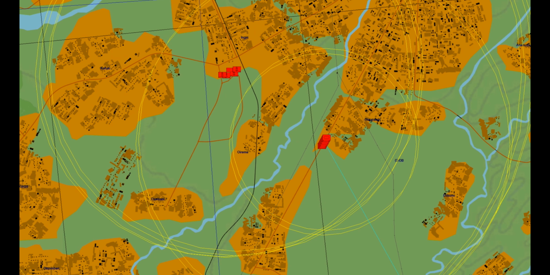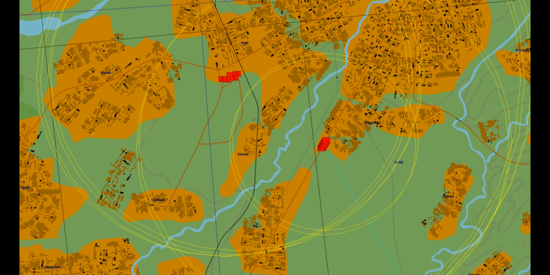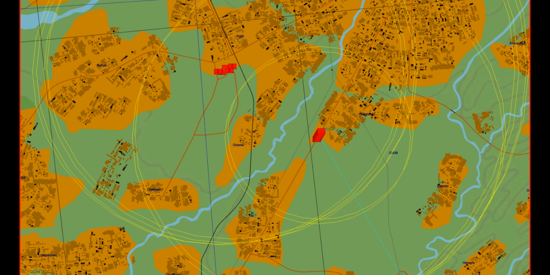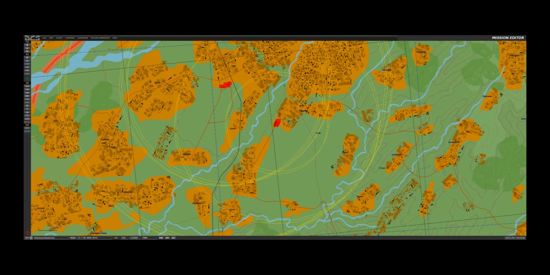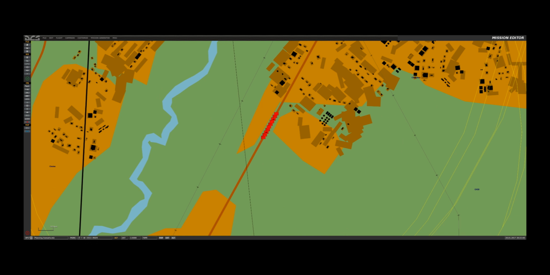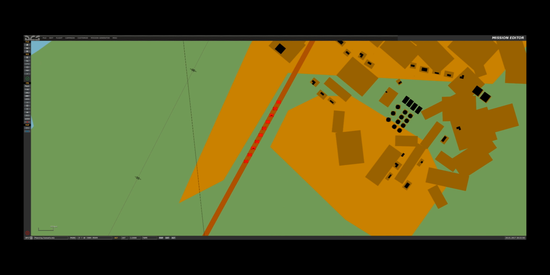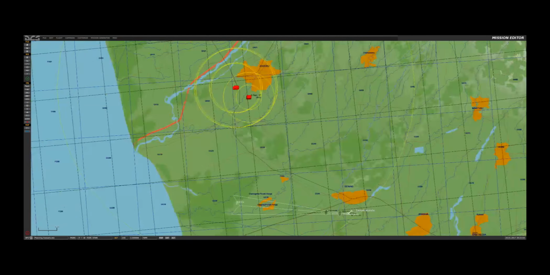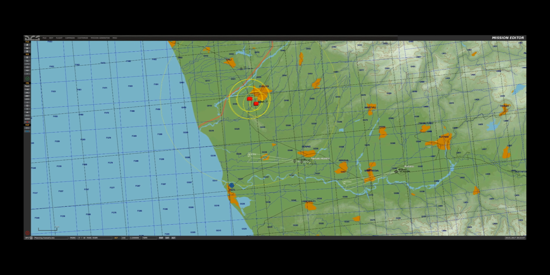And then from there, obviously, you can have a quick look around and see if there are any threat groups. Like, for example, you've got that little SA-13 battery there. If you've got the group shown up on the F10 map, you can work out what's there. You can have a bit of intel, and then you can go back and say, okay, my IP is going to be there.